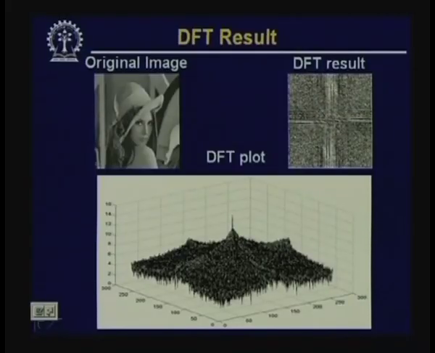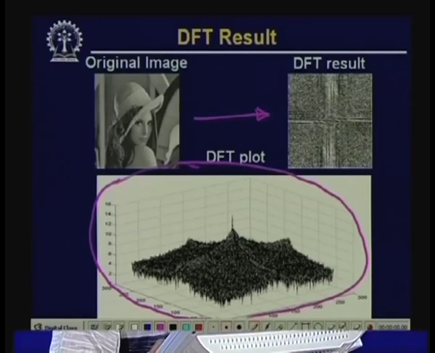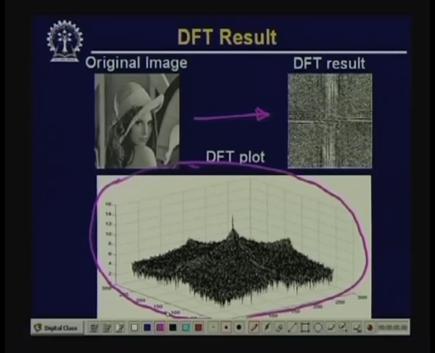So, if you take the discrete Fourier transformation of this particular image, the right hand side one shows the DFT, which is given in the form of an intensity plot, and the bottom one is the 3-dimensional plot of the DFT coefficients. Here again, when these coefficients are plotted, the origin is shifted to the center of the plane, so that you can have a better view of all these coefficients.